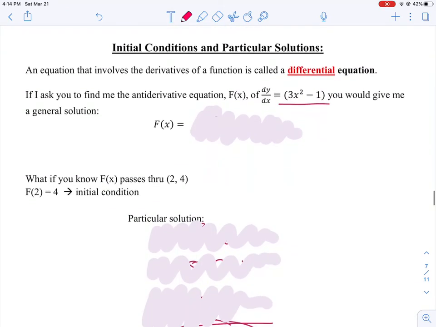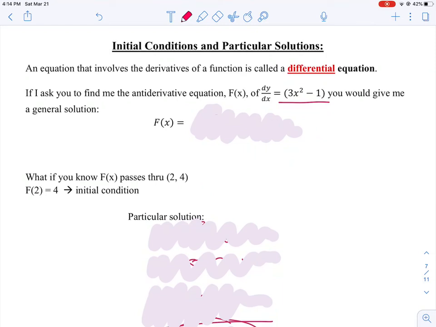All right, the last little thing that we're going to do in section 15.1 is what we call initial conditions or particular solutions. All the antiderivatives we've done so far have been what we call general solutions because they've had that plus c in the back. There's just been this constant of integration, but we weren't sure what it was. Well, now we're going to actually figure out an exact function. We're going to figure out what that c is.